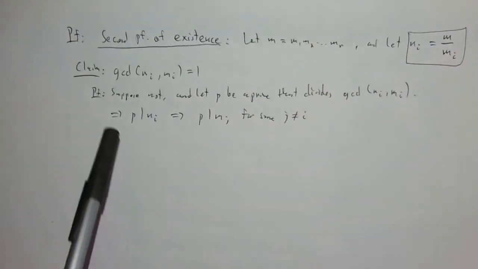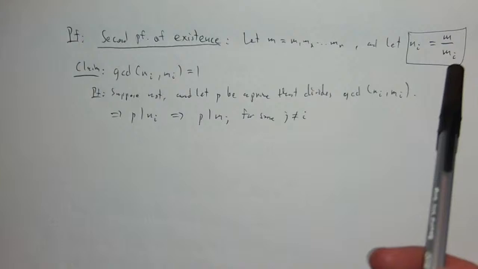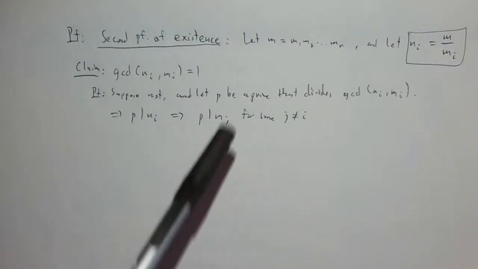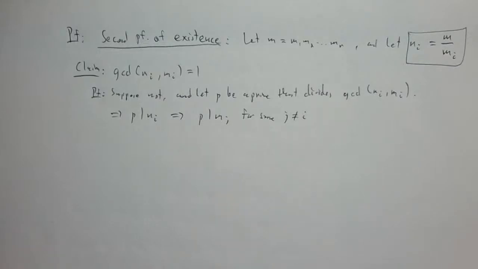Well, it's because P divides a product. The only thing not in that product is m sub i. All the m sub j's are. So it divides one of those m sub j's, right? You have a prime divisor dividing a product. It divides one thing in the product, right? It divides at least one of those things.